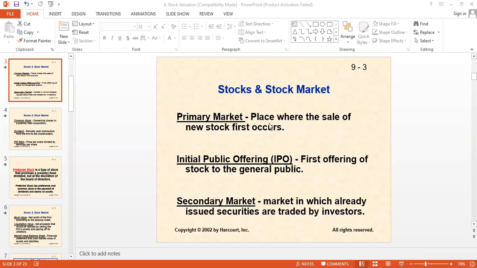So if you see over here, it is mentioned it's a second market in which already issued securities are traded by investors. So the company has already issued its securities, its shares, and sold its shares. Now the existing shareholders are selling their shares to any other person or company. So that is basically an operation of the secondary market in the stock market of any country.